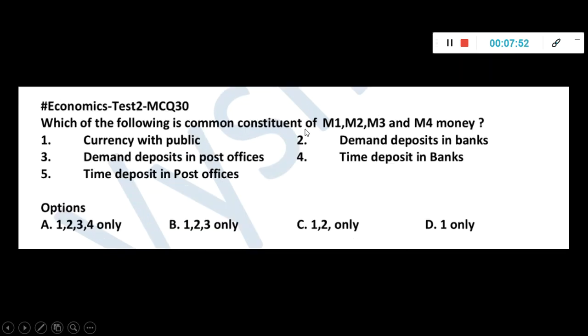Which of the following is a common constituent of M1, M2, M3, M4 money? Okay, see the basics of money starting from M0, 5 types of money are there and you are expected to know it. Okay, think of it.